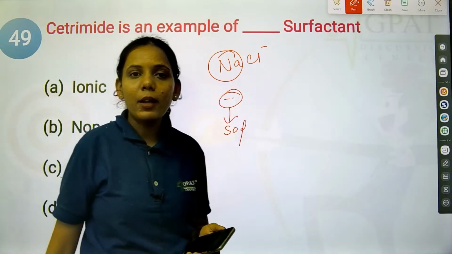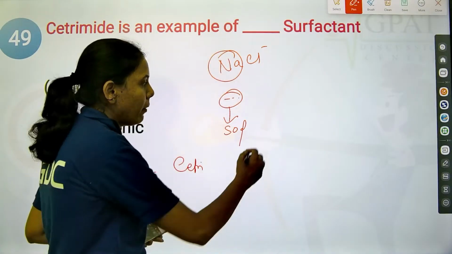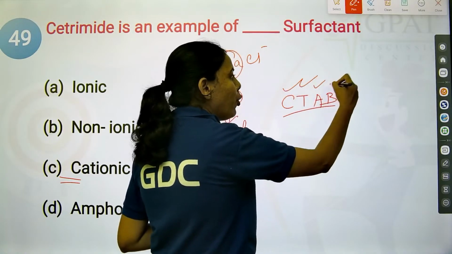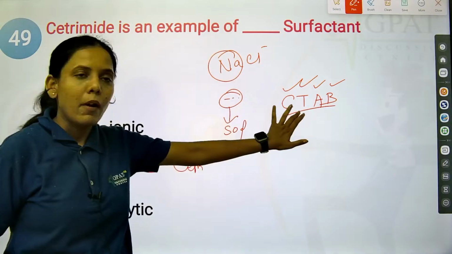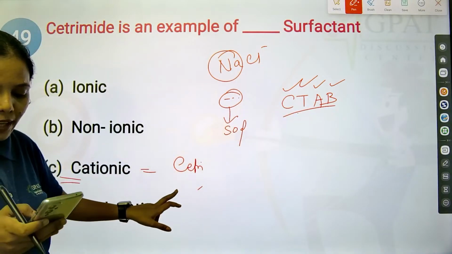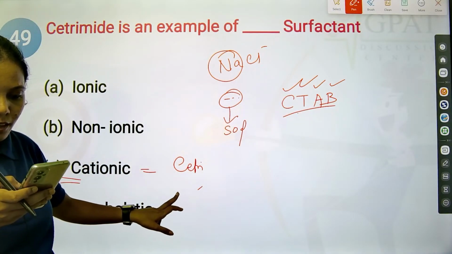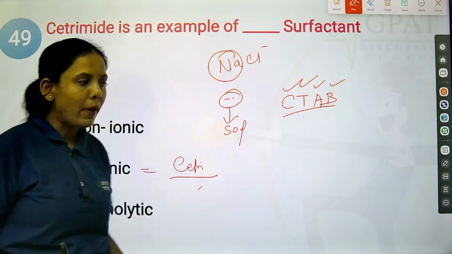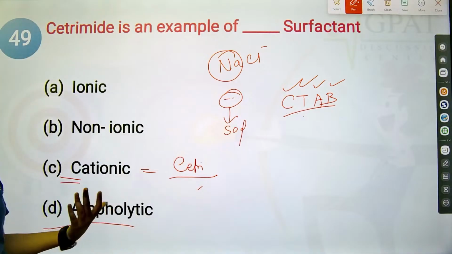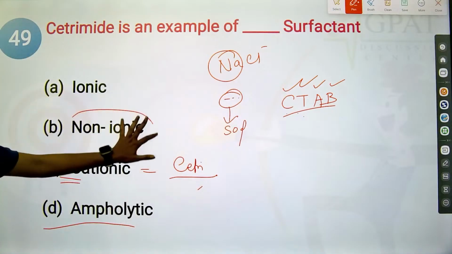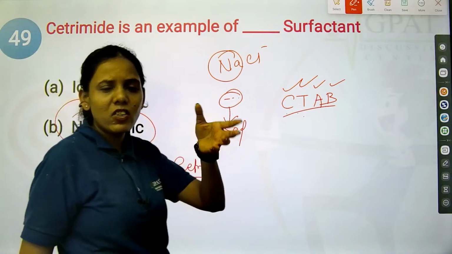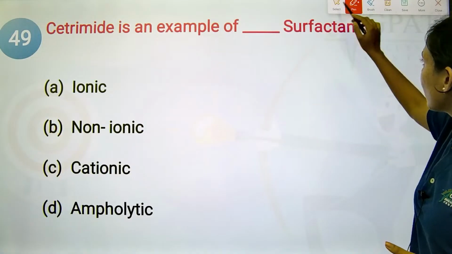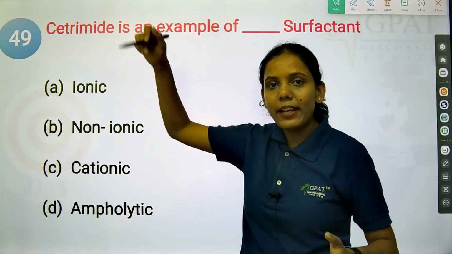What is the name of cetrimide? Can you tell me? I will tell you for C-tab: cetyl trimethyl ammonium bromide. That is C-tab. What is there for cetrimide? Ampholytic means which will have both the charges. Non-ionic means your polyoxyethylene esters and all Tweens and Spans, that will come under non-ionic. So your CC, you remember cetrimide, cation. CC.